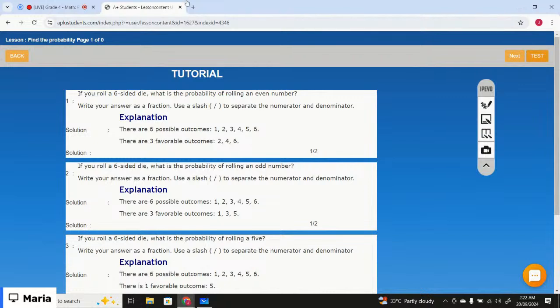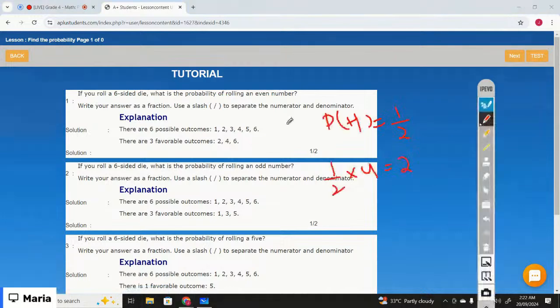So, that means the probability of rolling an even number is 3 out of 6. When you simplify, that is 1 over 2. So, that means the probability of even numbers on the die is 1 by 2. Got it?